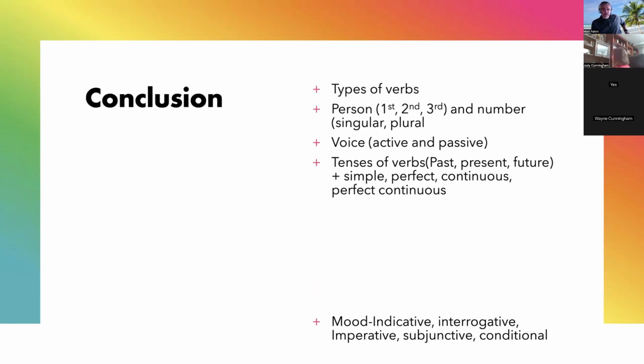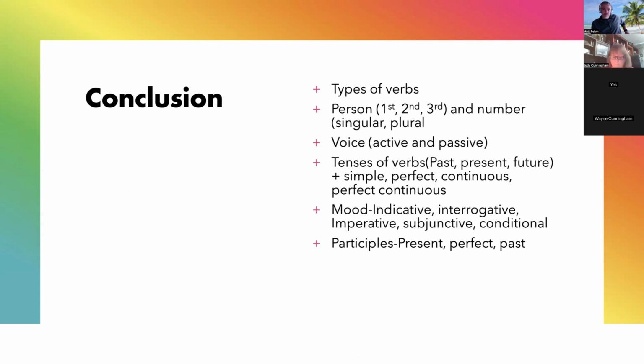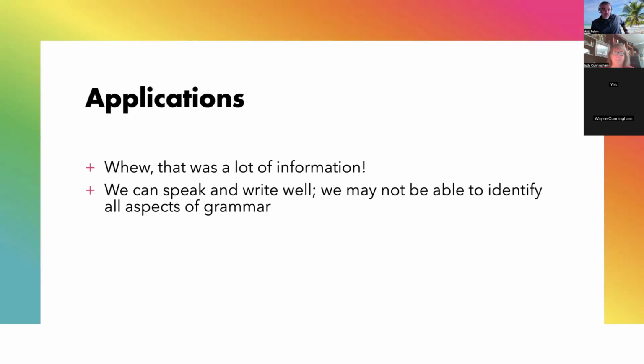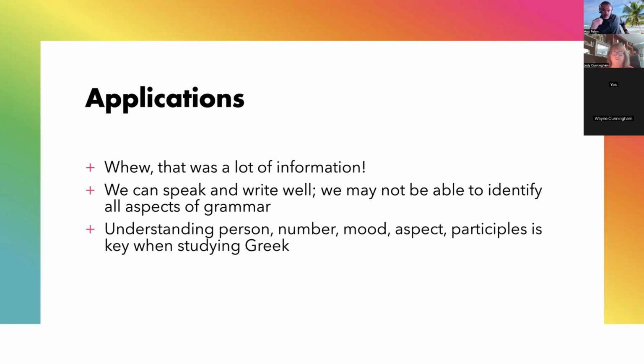So that's what we covered: the types, person, voice, tenses, sorry, mood, participles, the gerund. Again, if you need help, use Grammarly, Grammar Monster, and Bill Mounce. Like I said, I know that was a lot of information. I know that if your head's a mess right now, or maybe you know all this, maybe I never learned. I don't think I ever learned all this in school to this degree.